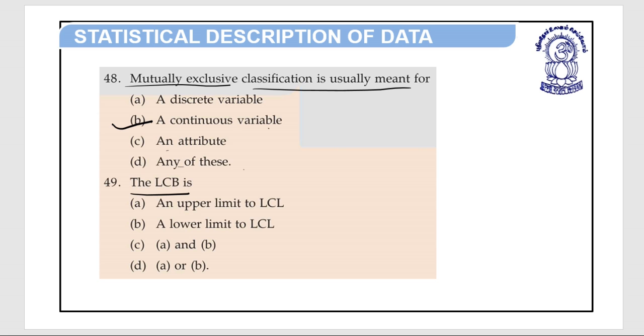Question number 49. The LCB is an upper limit to LCL, a lower limit to LCL, A and B, A or B. So the LCB is a lower limit to LCL. For question number 49, option B is the right answer.